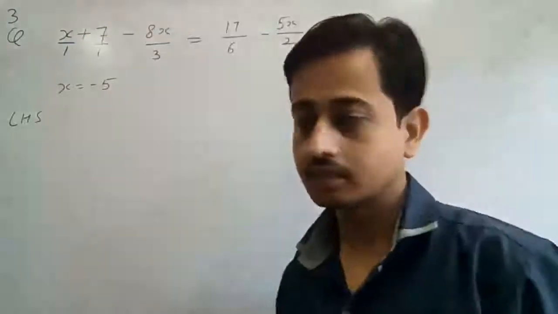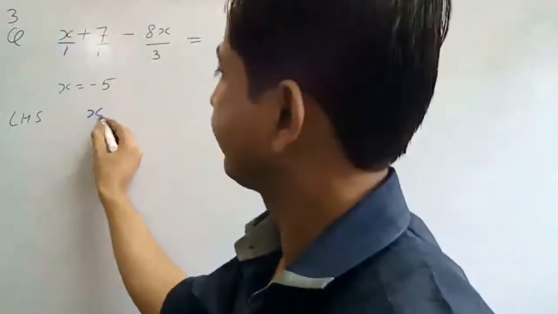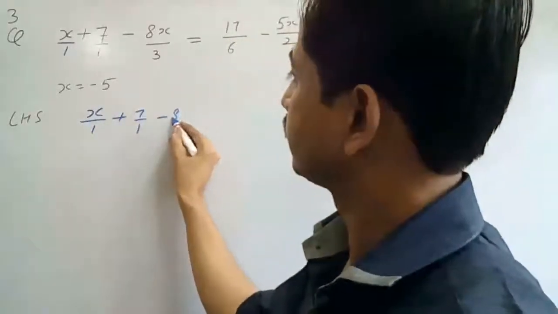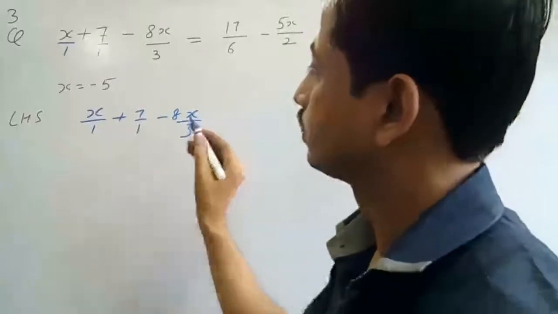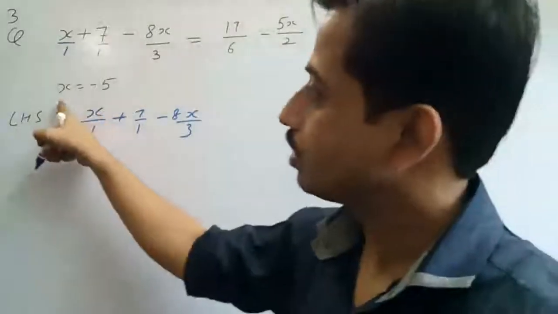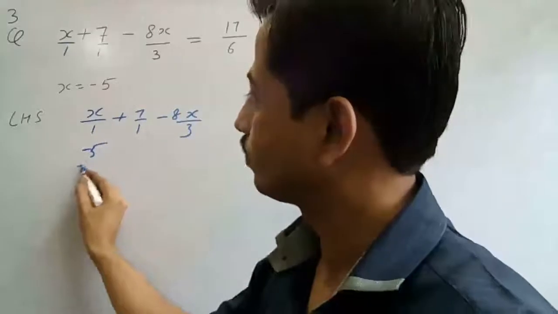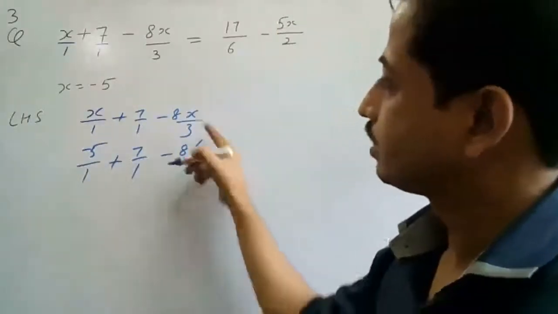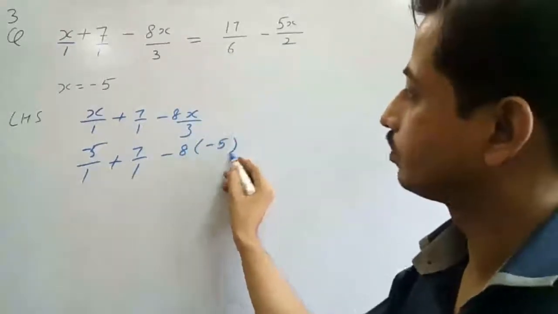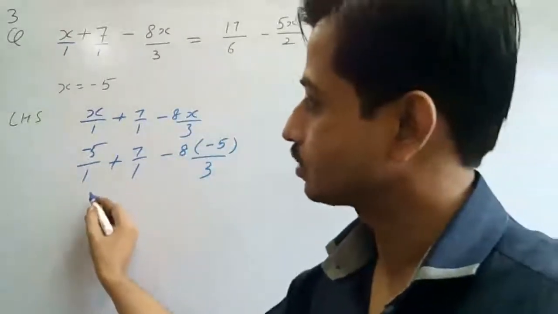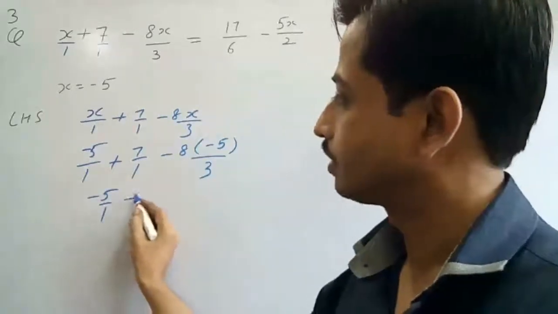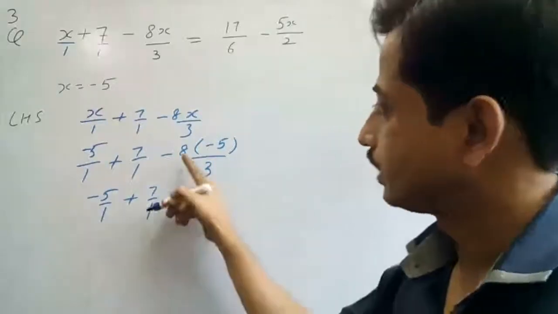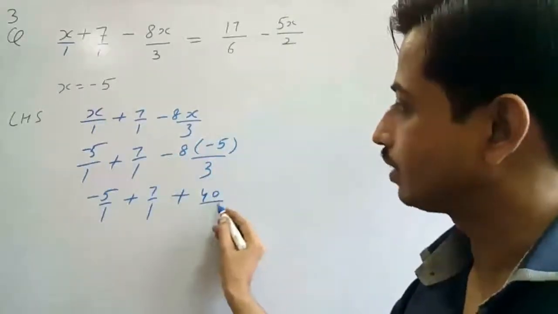Now do the verification. Left hand side is what? x by 1 plus 7 by 1 minus 8x divided by 3. Now put the value. The value of x is minus 5. So minus 5 divided by 1 plus 7 divided by 1 minus 8 times minus 5 divided by 3. Solve it. Negative multiply negative, we get positive. 8 fives are 40, divided by 3.